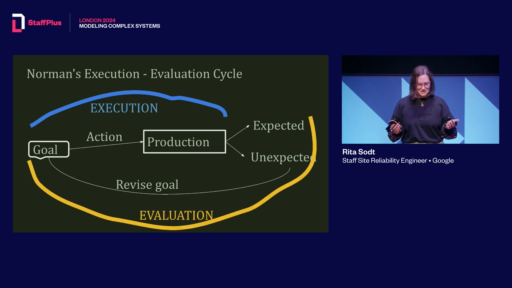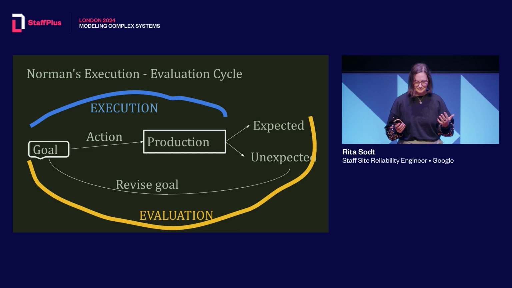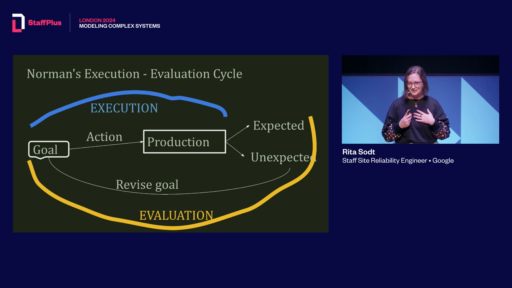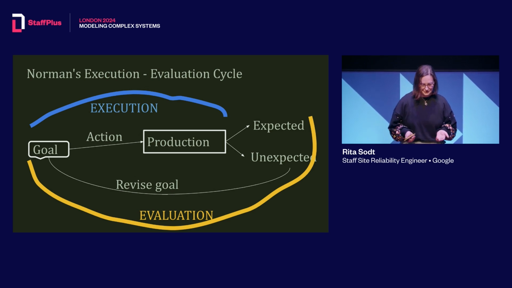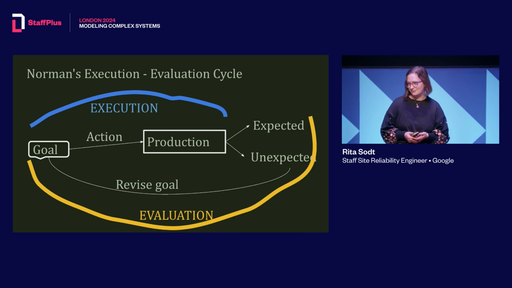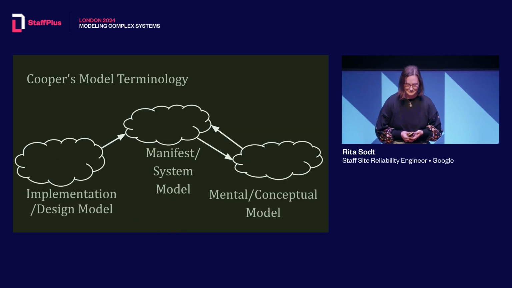Then comes the evaluation phase. In this one, we perceive the system state. We have to interpret it. Did the right thing happen or not? And evaluate it with respect to our goals and intentions, and if necessary, revise it. For me at least, this sums up a lot of what I do every day. And we want more changes with fewer errors. We want to be able to know early when something unexpected happens.